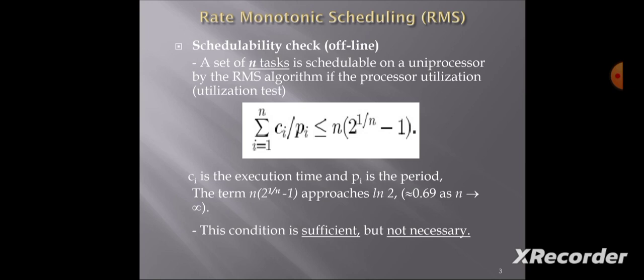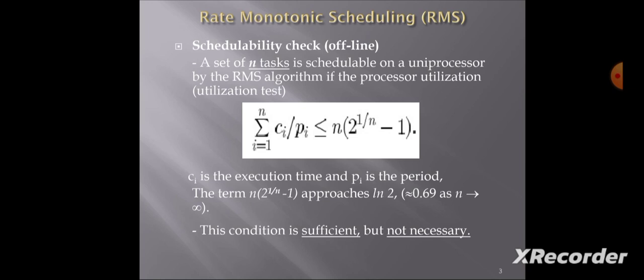A set of n tasks is schedulable on a uniprocessor by the RMS algorithm only if the processor utilization satisfies the following condition. That is, the summation i equals 1 to n of Ci by Pi is less than or equal to n times (2 power 1 by n minus 1), where Ci is the execution time and Pi is the period. So what is execution time? The time required to execute a simple function is called execution time.